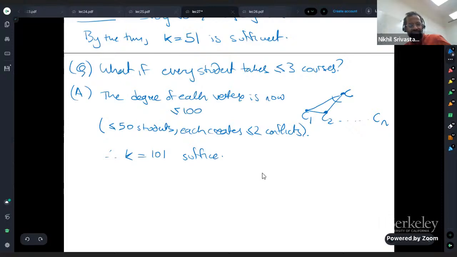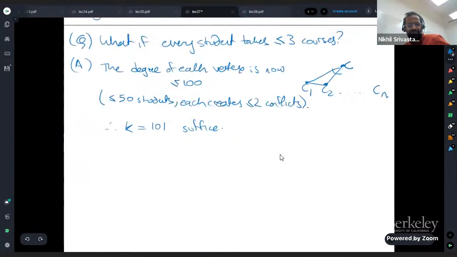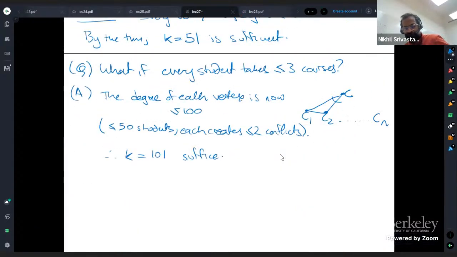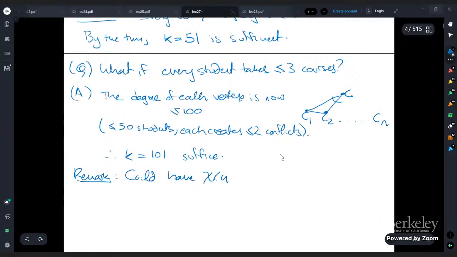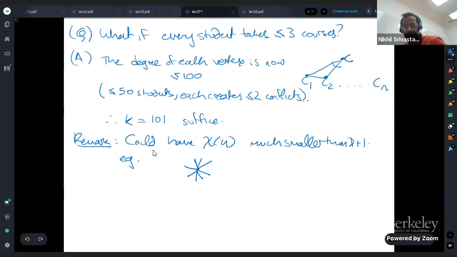So this theorem doesn't say this is equal to D plus one. So there are graphs, by the way, can somebody give me an example of a graph with very high degree, but which is two colorable? A tree? Yeah, actually that's the simplest example. The simplest example is a tree, which is just a vertex with a bunch of edges coming out, as many as you want. It's always two colorable. So this theorem just gives you an upper bound.